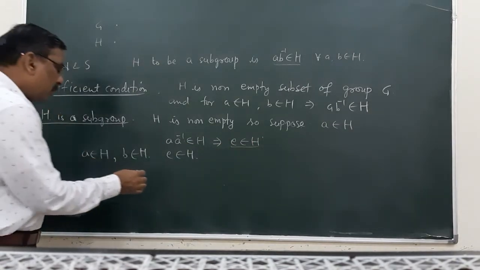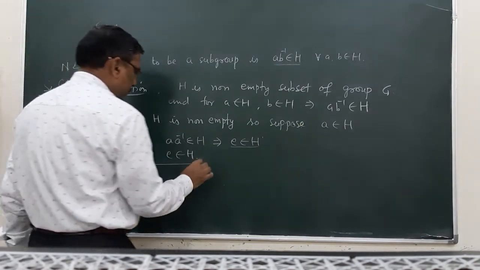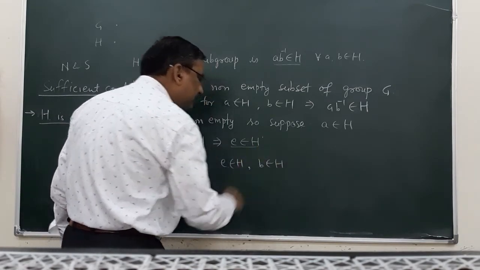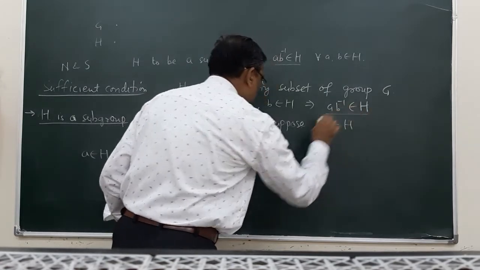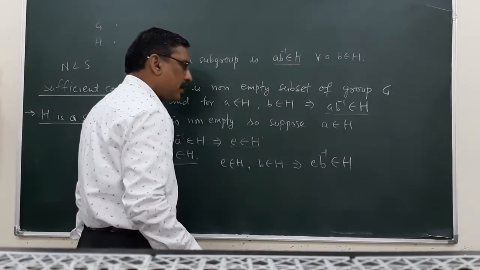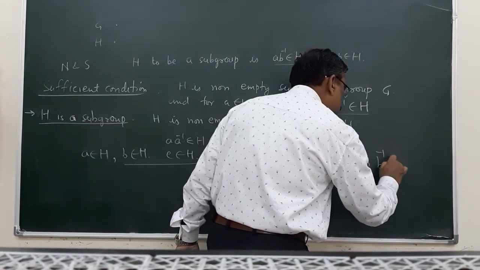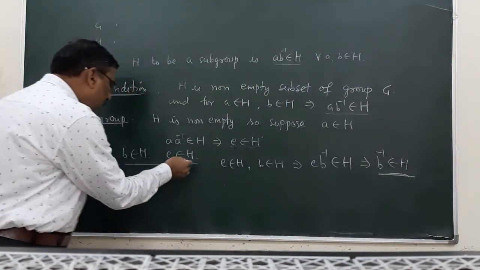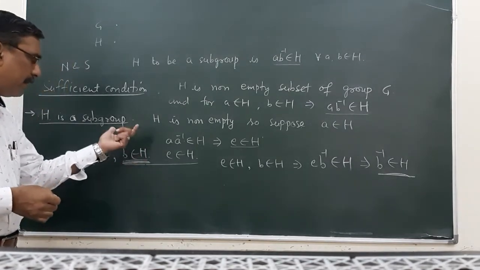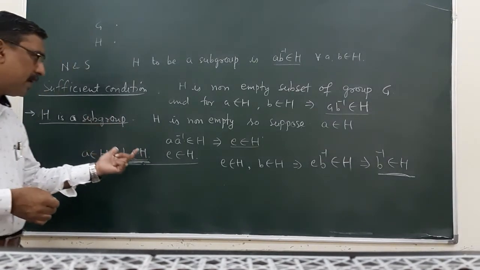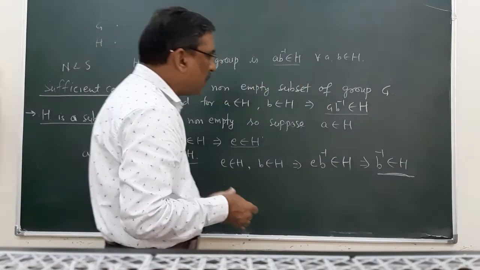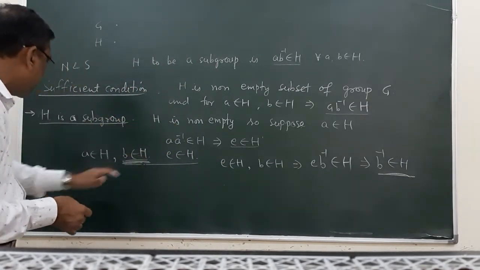Now we have proved that e belongs to H. So using these two, I can write e belongs to H and b belongs to H. Again, using this property, I can write e b inverse belongs to H. This implies b inverse belongs to H. Means if b is any arbitrary element belonging to the non-empty set, then naturally the inverse also exists. So identity exists, inverse exists.